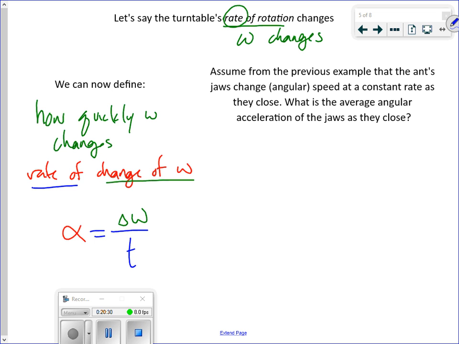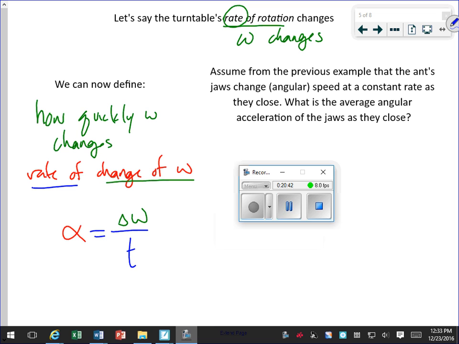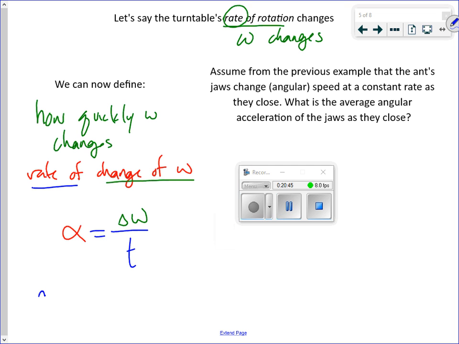Please don't say fishy thing. Please say alpha. I know I've been using this to mean is proportional to. Now it means rate of change of angular velocity. But that's a mouthful, so we'll call it angular acceleration. Alpha.